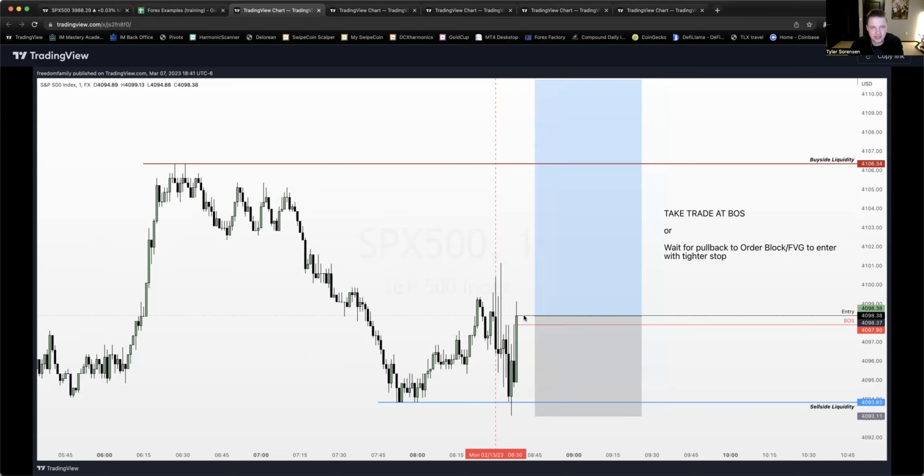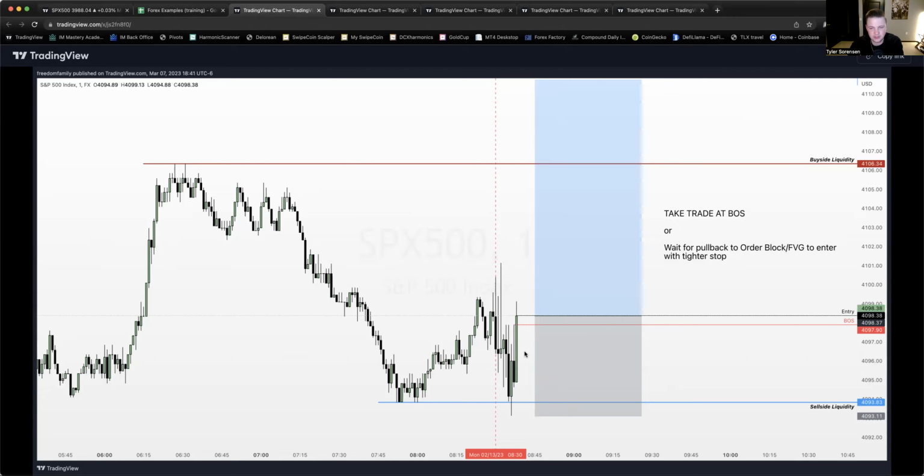The way that I decide if I'm entering right here is depending on how far price pushes up past the break of structure, because if it pushes up a couple of points and then closes, I'm not looking to enter right there. Why? Because my risk to reward will be terrible. My stop loss will be huge. And at that point, you can either wait for a pullback to an order block, or you could wait for a pullback to a fair value gap if it leaves a fair value gap behind.